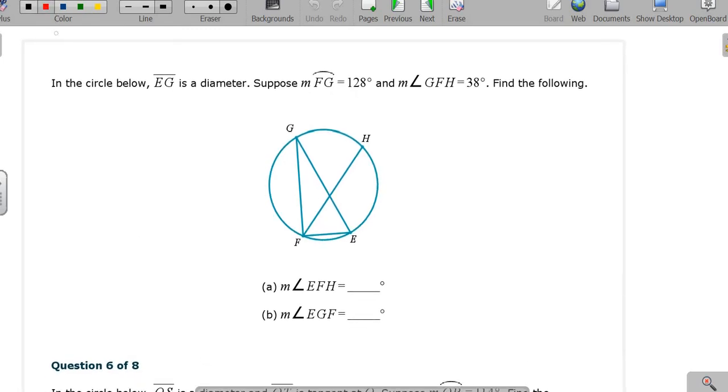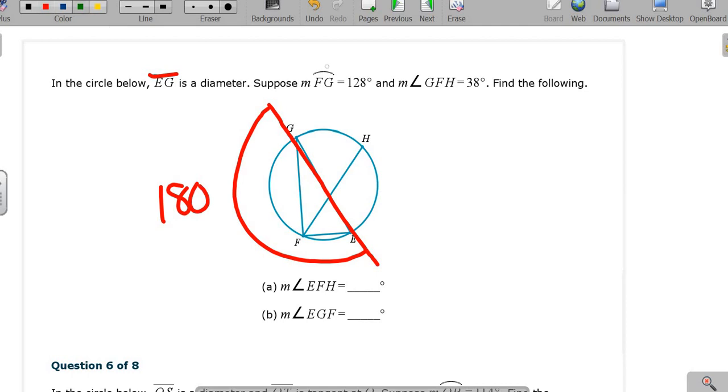Angle 5. In the circle below, EG is a diameter. So EG, trace, stretch, sweep, 180. F to G, the arc, is 128. And angle GFH, that's GFH, is 38.